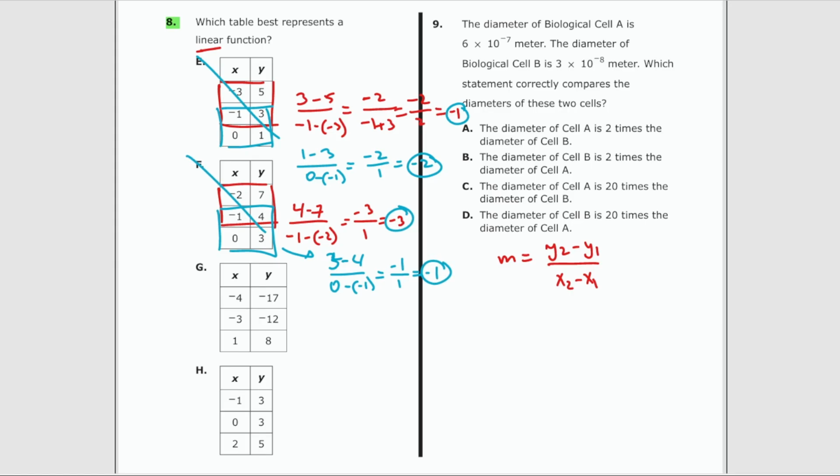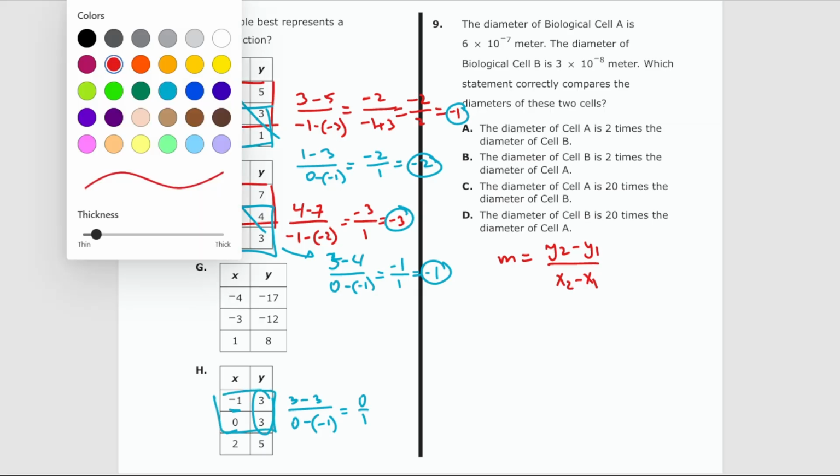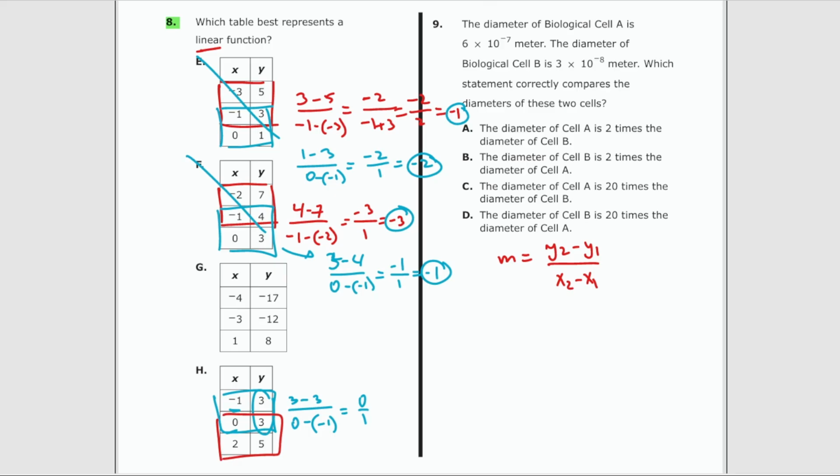Now, how about H? Let's skip G for a quick second and look at H. For H, we have 2 different inputs for 1 output, right? So the slope here is what? It's 3 minus 3 over 0 minus negative 1, which is equal to 0. So it's easy to see that based on these 2 points, the slope is 0. And then based on these 2 points, the slope is clearly not 0, right? But let's just work it out. It's 5 minus 3 over 2 minus 0, which is equal to 2 over 2, which is equal to 1. So they don't match, and H is out of the question.